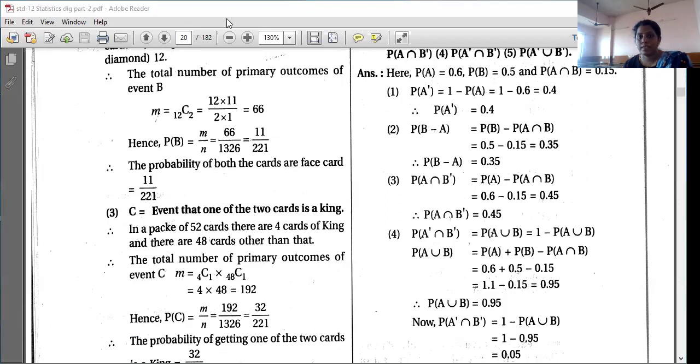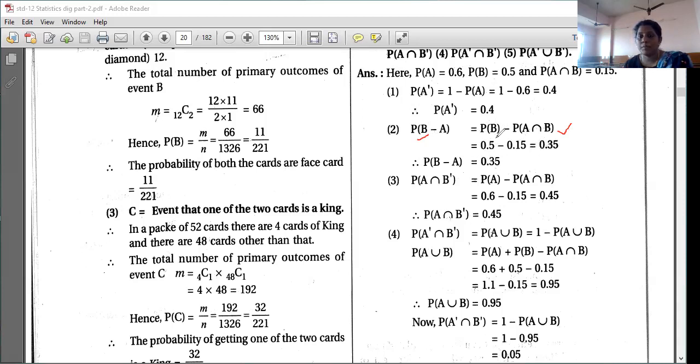you have to find next is P of B minus A. So your B minus A formula is, what is the formula? P of B minus P of A intersection B. Okay. So the first letter is what you have to remember. If it is P of B minus A, then P of B minus P of A intersection B, and if it is A minus B, then P of A minus P of A intersection B. Always remember in such a way.